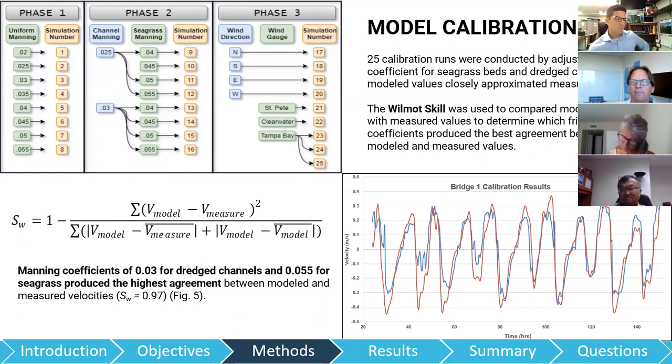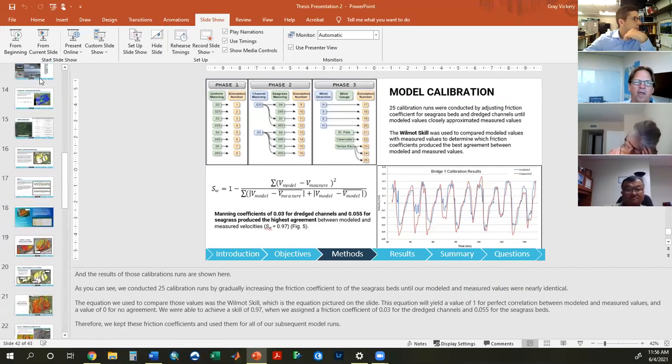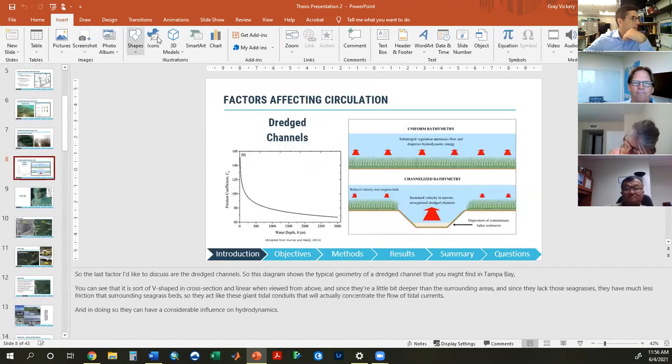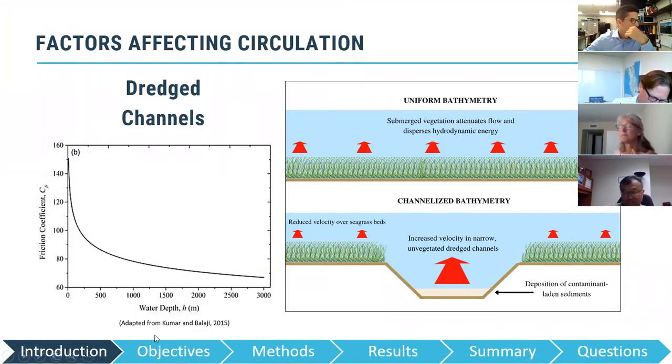Right. Yeah, you did have that graph. The friction is a very small function of depth. Yeah, that one was in my intro. Oh, yeah, I remember that. Yeah, this one here, talking about basically the dredged channels. Small function. Yeah. Right.